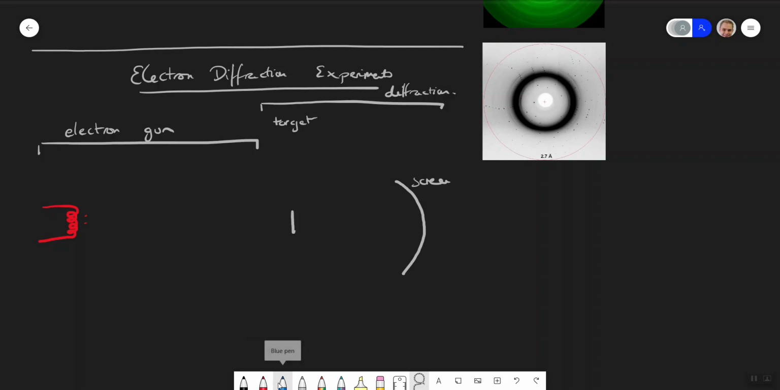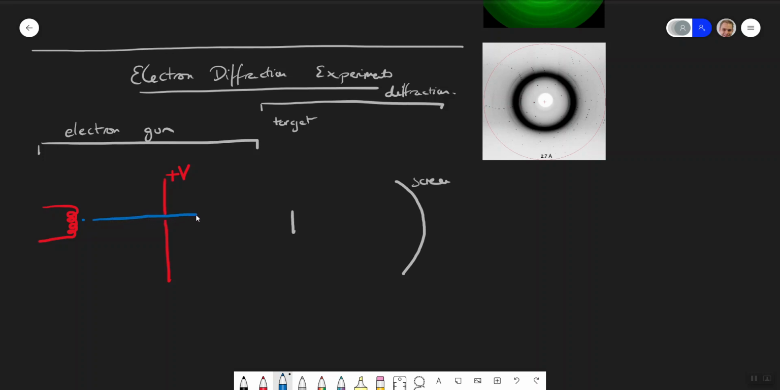We need to accelerate them. How do we accelerate them? Well, we stick a big positive plate, but with a hole. And that will be up to potentially several thousand kilovolts. And then what will happen is we get our electrons. I'm going to colour my electrons slightly differently now. Let's go with a blue electron. Our electrons will screen through.